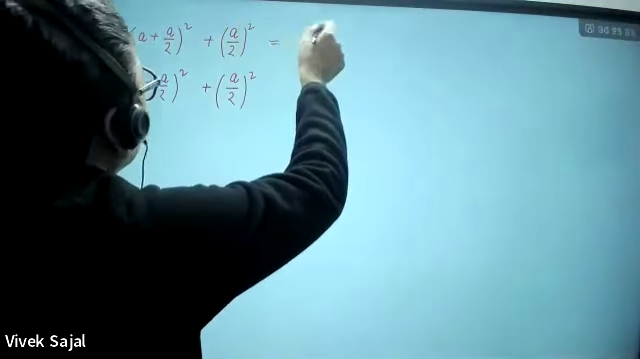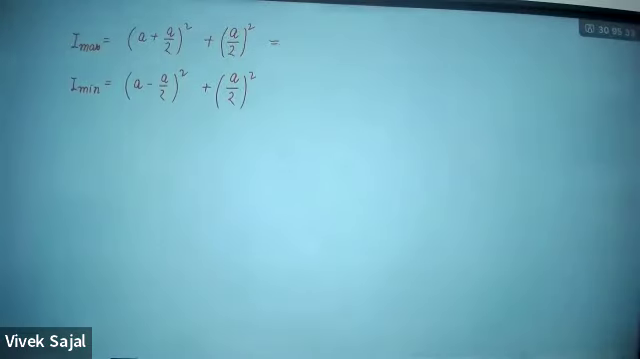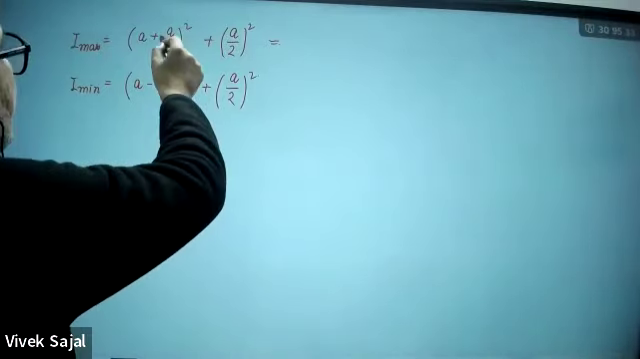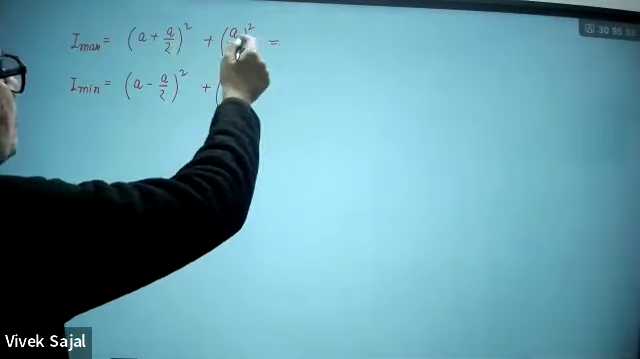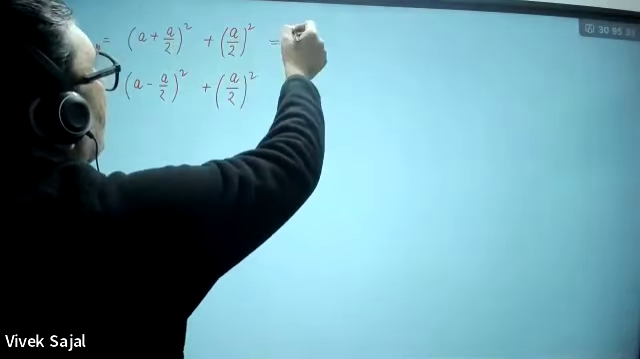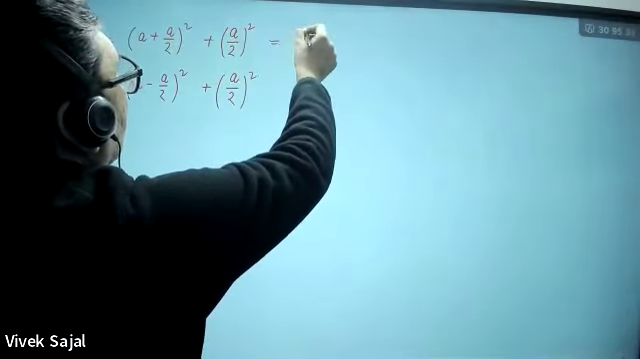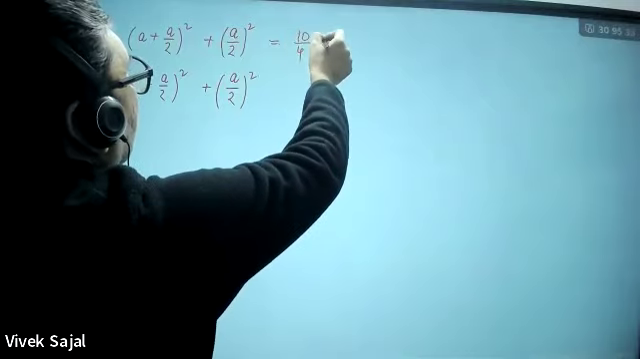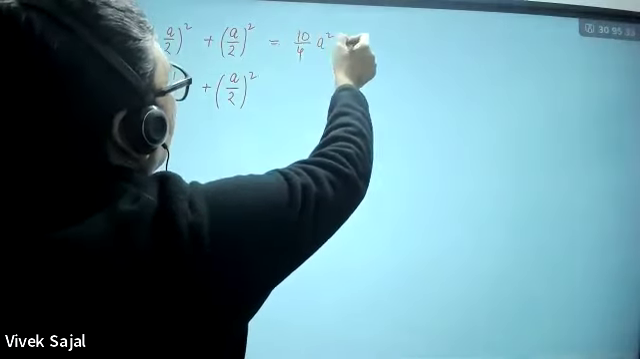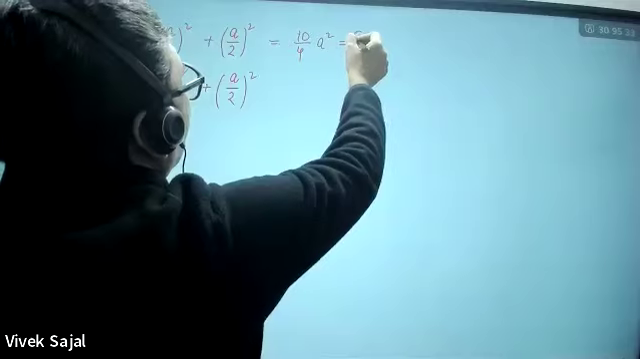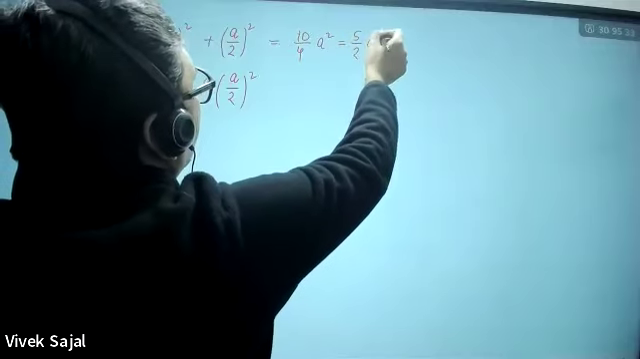Please check how much it is going to be. I max, how much will it be? Can anyone tell me please? This will be 3A by 2, so this will be 9 plus 1. This will be 10 by 4 A square. So this will be 5 by 2 A square.